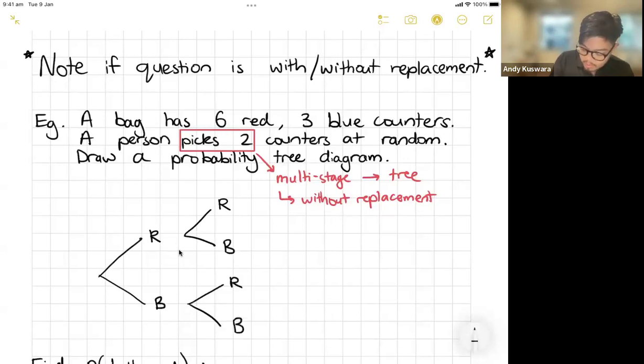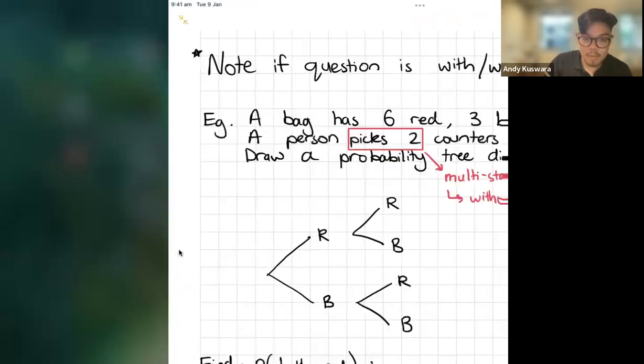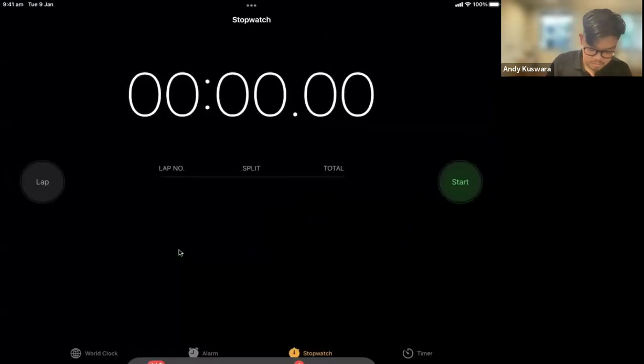Now, what we need to do though is these, I'm not, okay, timer.